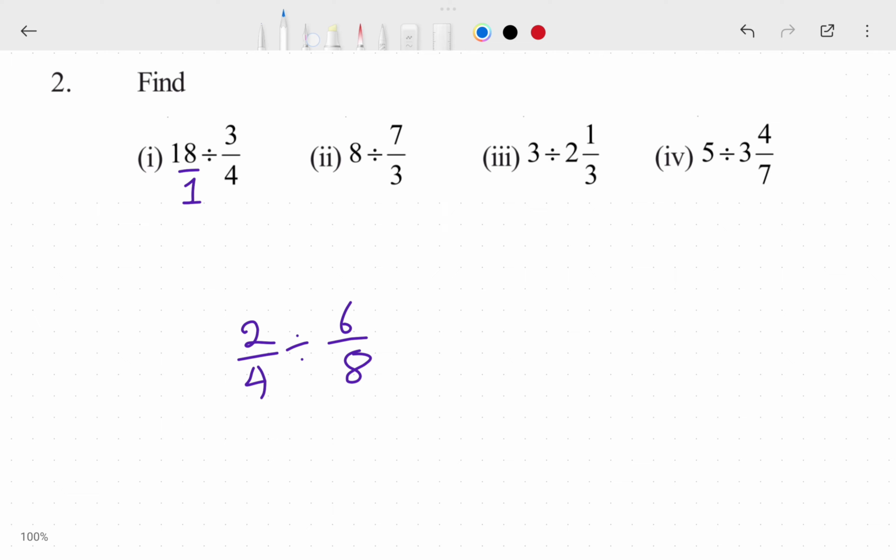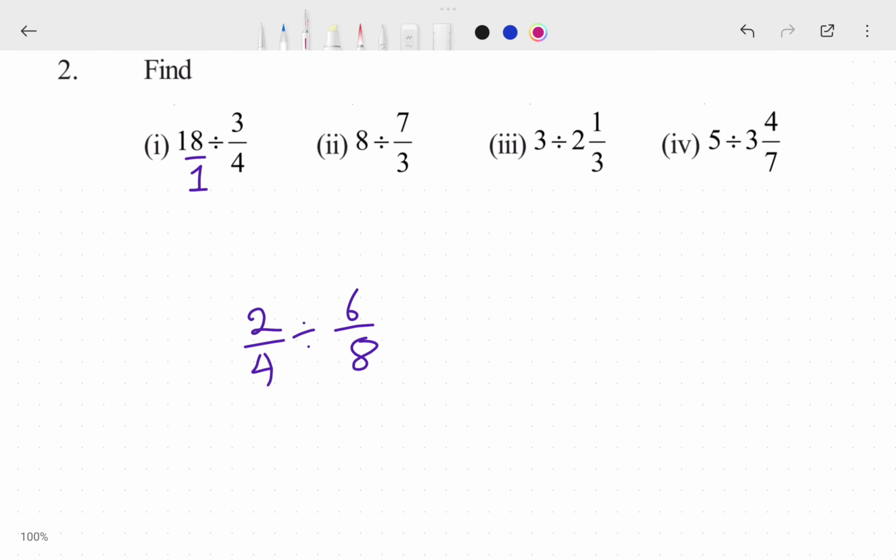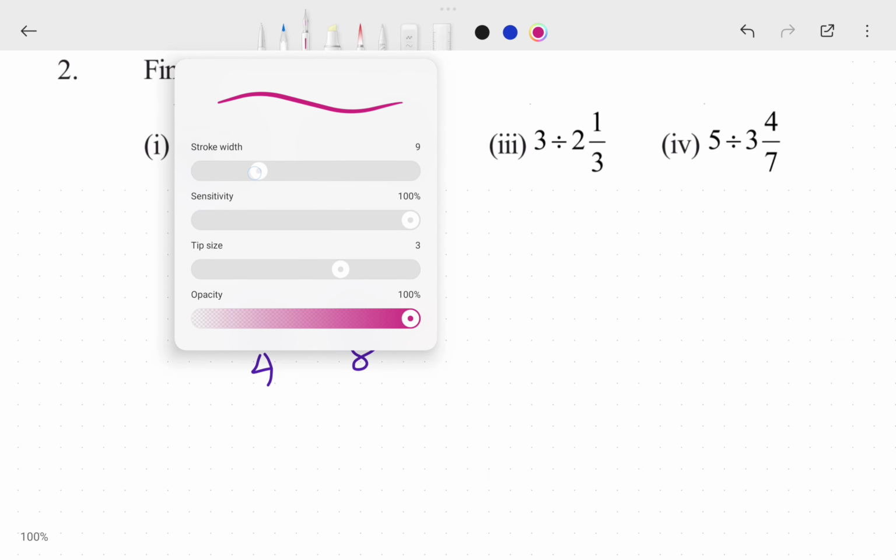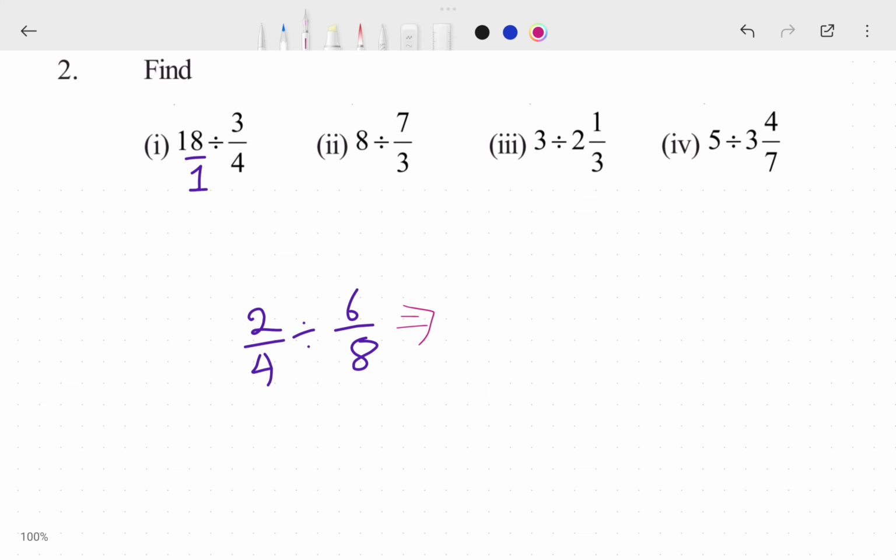You have to understand the concept, then you will do anything in a very easy way. Okay, so now this is our question. So how can we solve this one? For solving this, what we have to do first is change this division symbol into multiplication.